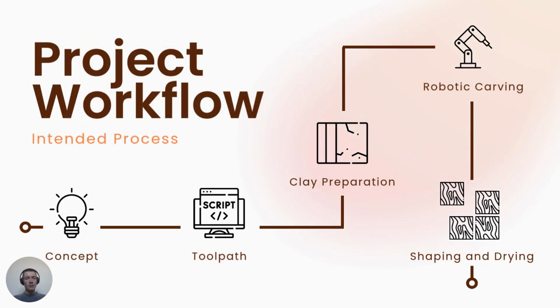The workflow begins with concept development, where carving gestures are explored and translated into tool paths. This is followed by clay preparation, where slabs are formed and conditioned for carving. The robotic carving process is then applied before the tiles are shaped and left to dry. This workflow aims to connect traditional carving gestures with digital fabrication methods.